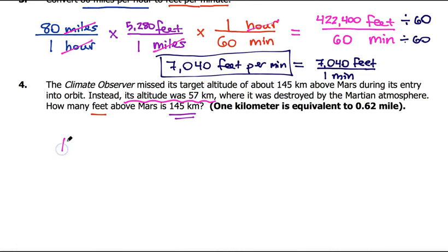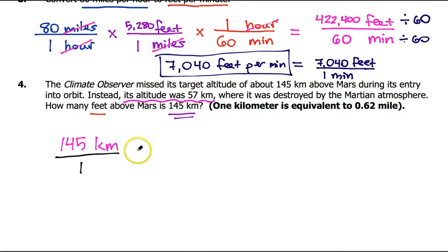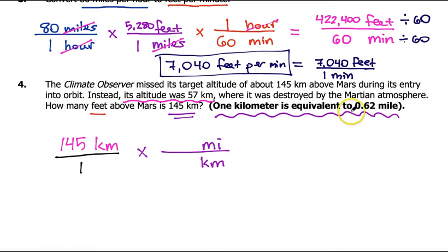So to do this, I'm going to write 145 kilometers as a fraction, 145 over 1. I'm going to use a unit conversion rate, and my unit conversion rate is from what I gave you here. 1 kilometer is equivalent to 0.62 miles. Kilometers is in the numerator here, so here it's going to go in the denominator so that those cancel. And then we need miles above that. And again, this is saying that it's 0.62 miles for every 1 kilometer.